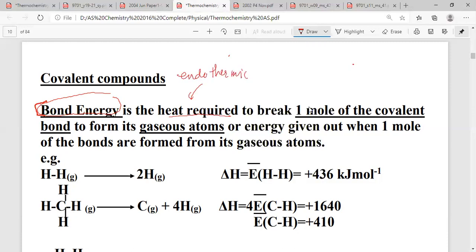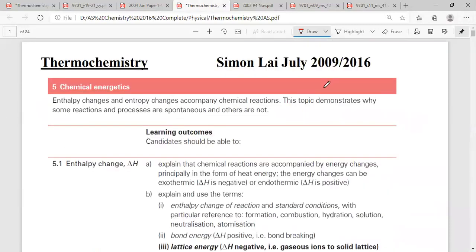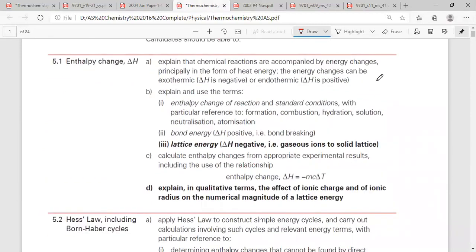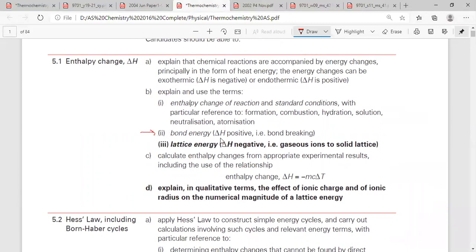It's required to break 1 mole of the covalent bond to form these gaseous atoms. This part here, we don't want anymore because of the definition. You look at it here in your syllabus, on top here. See bond energy? Where's the bond energy? Okay, see here. Bond energy, you will always say bond energy is positive. Why? Is the bond breaking?